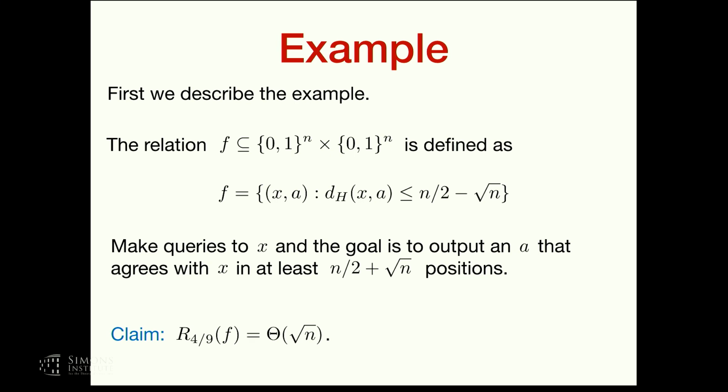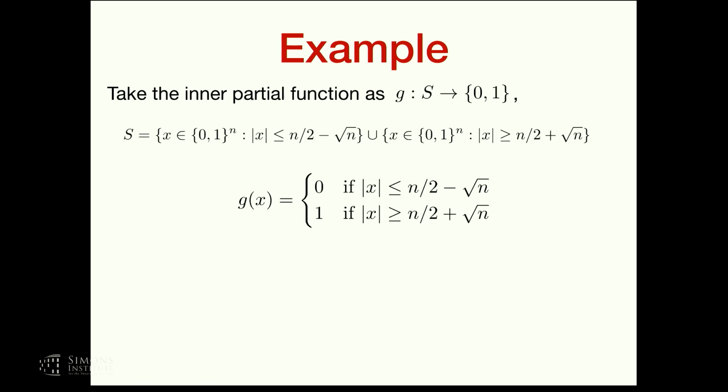Okay, so this is the outer relation F. Now let's talk about the inner function G. So g of x is going to be a partial function. You should output 0 if the Hamming weight of the input is less than n over 2 minus root n, and output 1 if the Hamming weight is more than n over 2 plus root n. And we claim that the complexity of this g is theta of n.